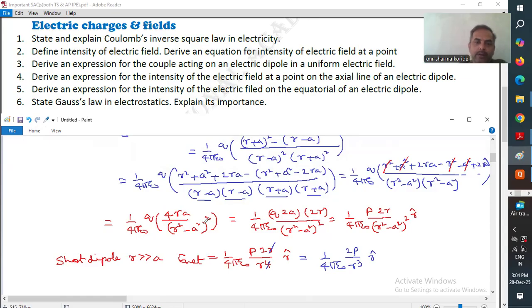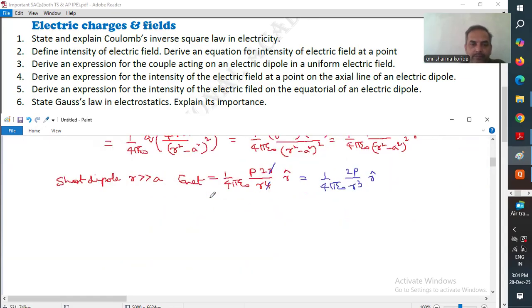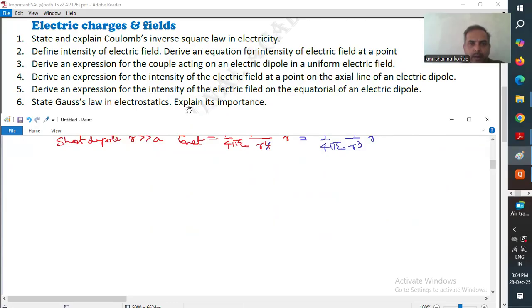Yeah, so let us continue with the next question. So previous question was along axial line. Now let us continue for equatorial line, intensity of electric field. First you draw the diagram. This is once again positive charge of the dipole. This is negative charge of the dipole. Now the distance between positive and negative charge is called a dipole length. So that you can split as A into A. It is 2A actually, but you can split as A into A.